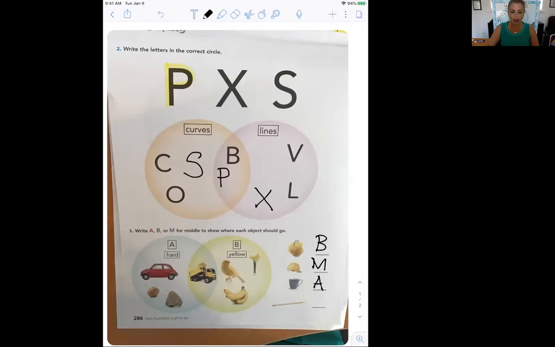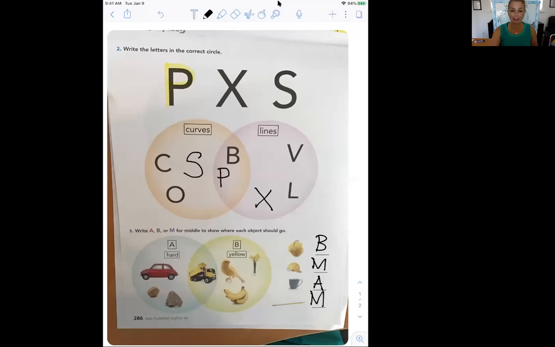Now we have our last picture. What do you think? It's a pencil. Is a pencil hard and yellow? So what letter do you think it's going to be? Is it going to be A for hard, B for yellow, or M, it goes in the middle because it's hard and yellow? Write down your answer. Okay, if you said M, you are correct.